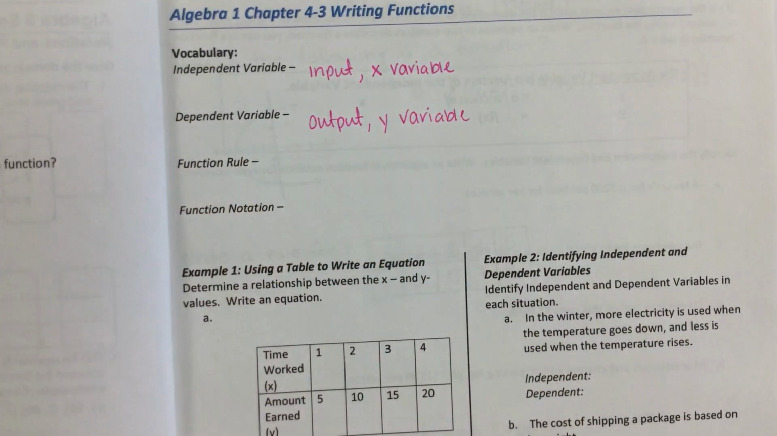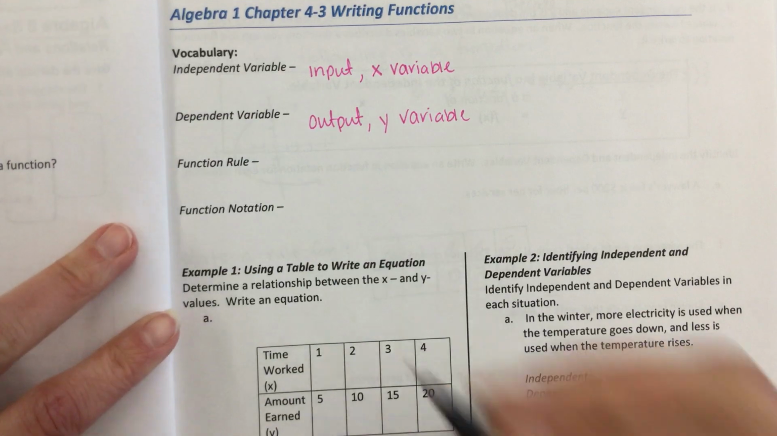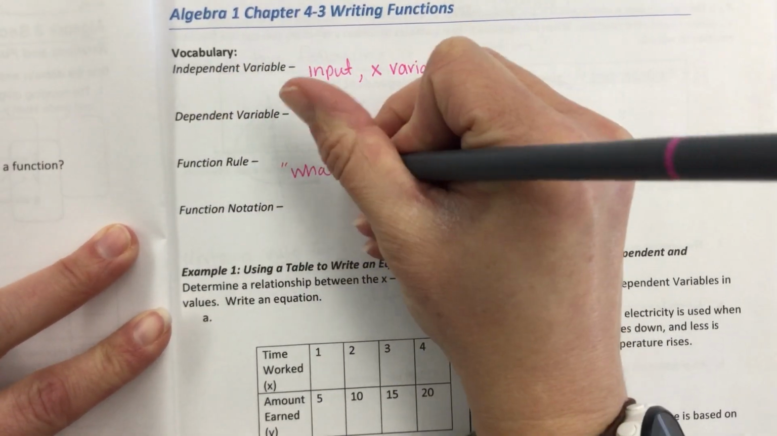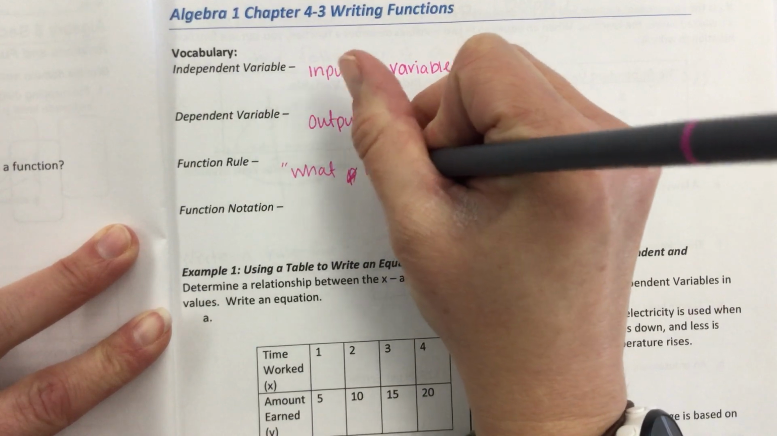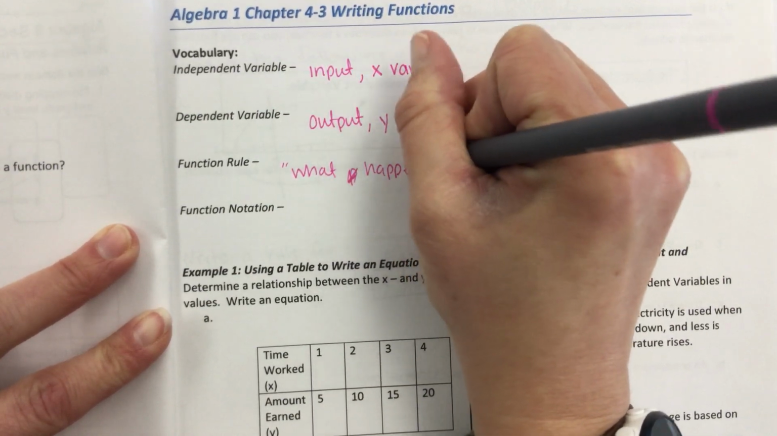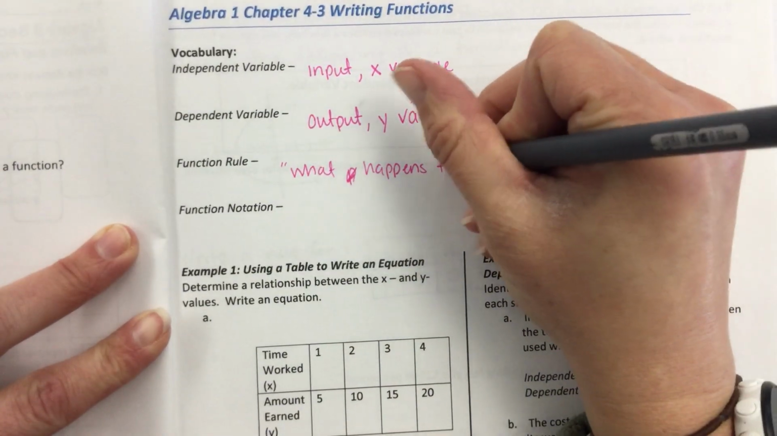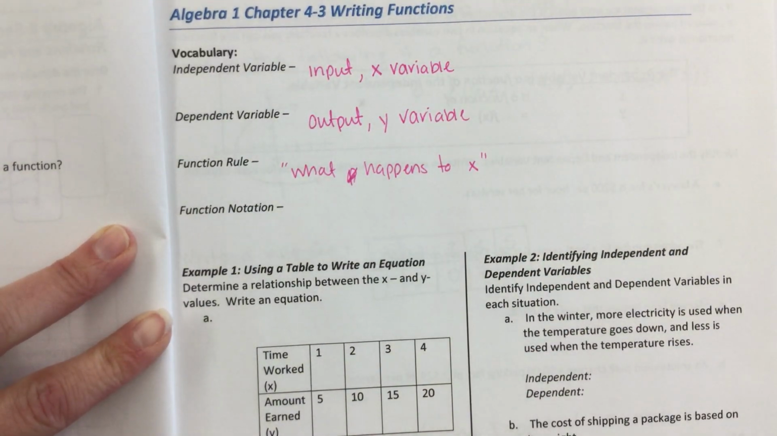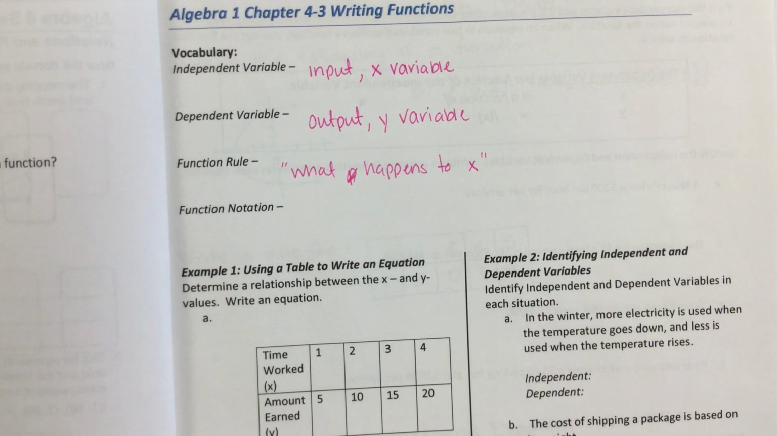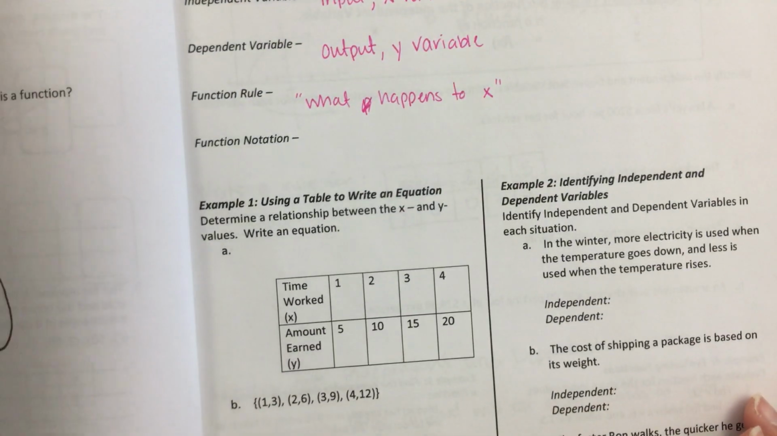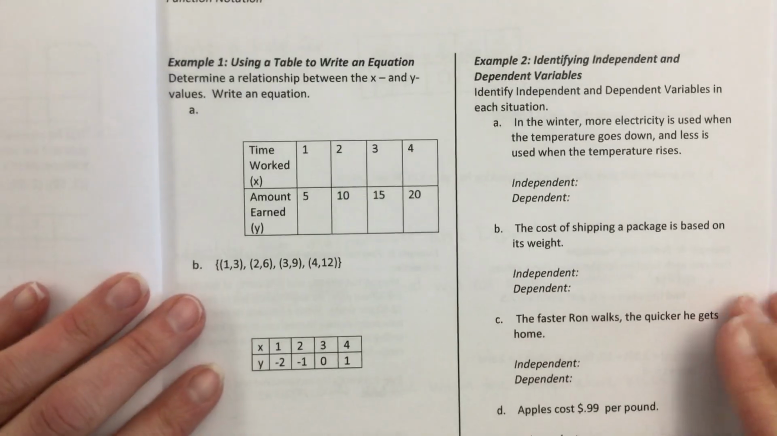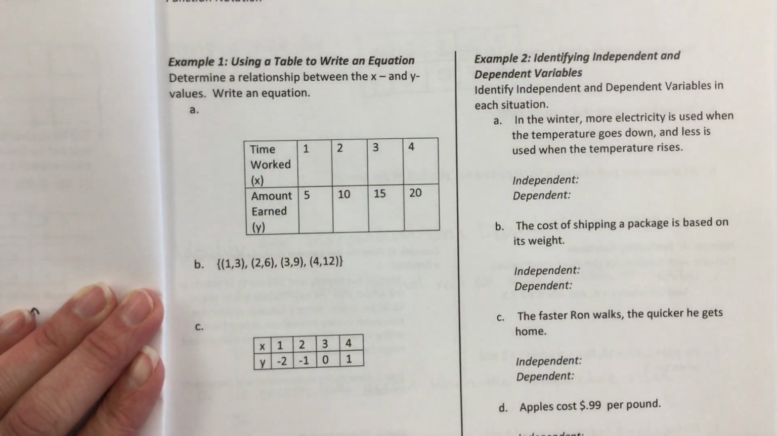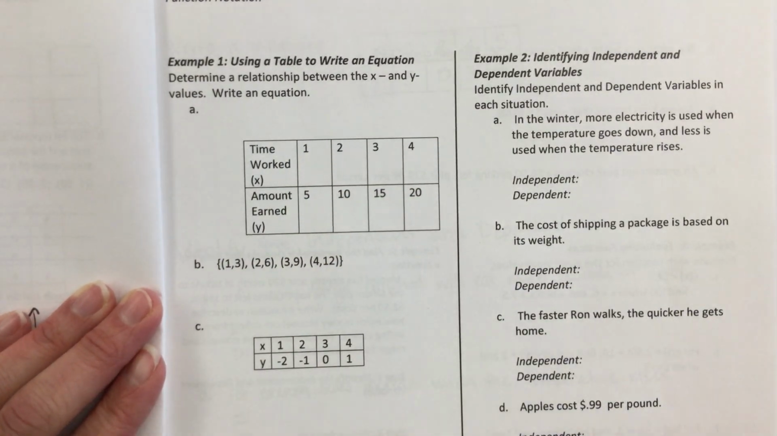Your function rule is just like what happens to x. So I'm just going to put these in our words. What happens to x? And function notation, we're going to talk about that later. Okay, so the first type of problem, it says determine a relationship between the x and y values and write an equation. You have done this before.